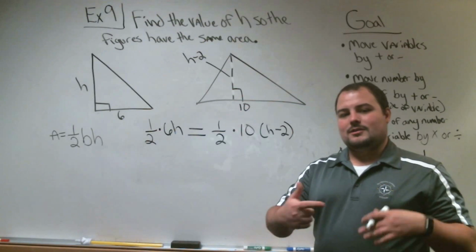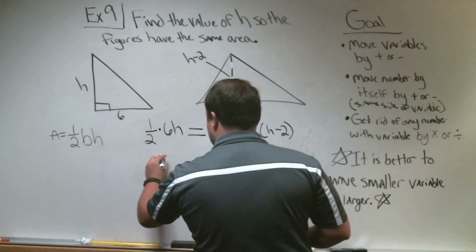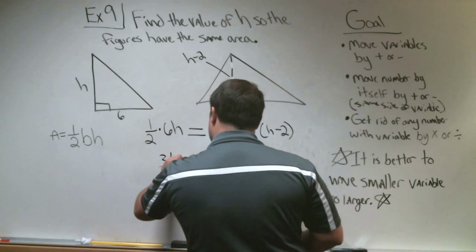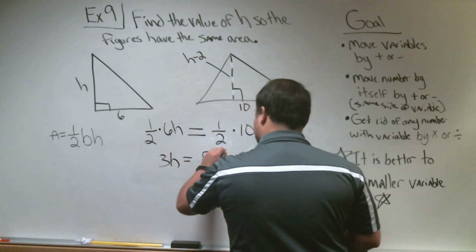So let's go ahead and simplify this down. Well, half of 6, that's 3. So we have 3 times our height equals half of 10 is 5.